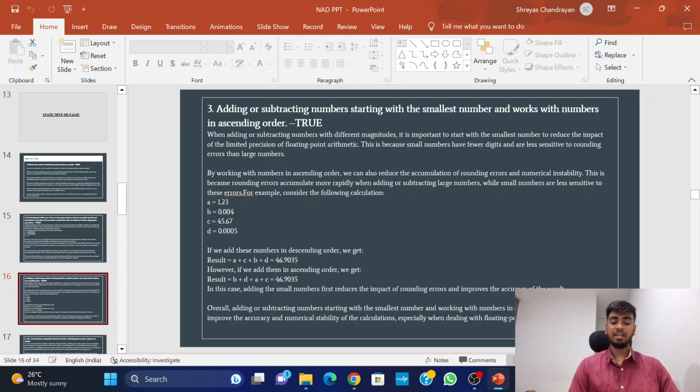However, if we add them in ascending order, we get the result B plus D plus A plus C, which is equal to 46.9035. In this case, adding the small numbers first reduces the impact of rounding errors and improves the accuracy of the result. Overall, adding or subtracting numbers starting with the smallest number and working with the numbers in ascending order can help to improve the accuracy and numerical stability of the calculation, especially when dealing with floating point arithmetic. Therefore, the given statement is true.